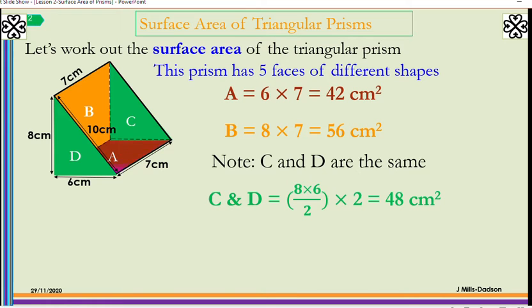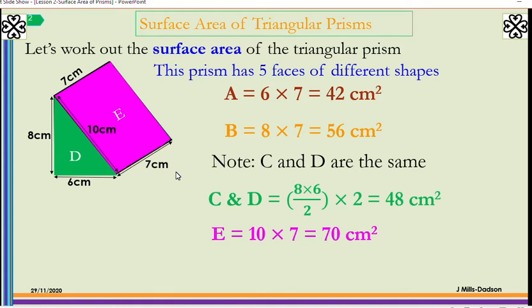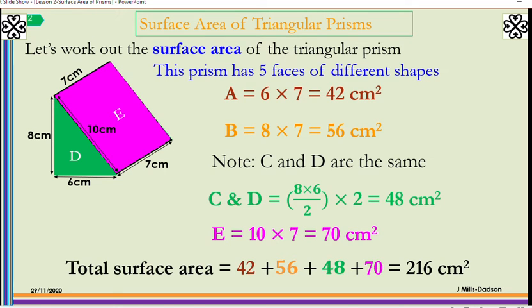Then the final face, which is E, is 10 times 7. That gives you 70. So the total surface area is A plus B plus C and D plus E. So that gives you 42 plus 56 plus 48 plus 70. That gives you 216 cm squared. So this is the surface area of the triangular prism.